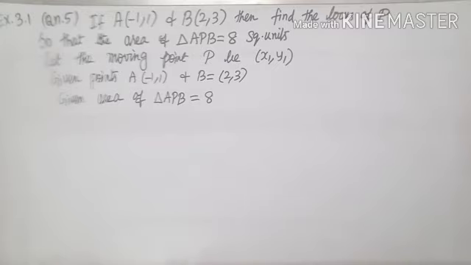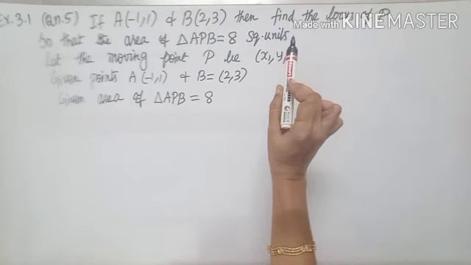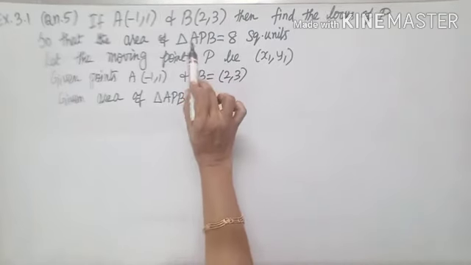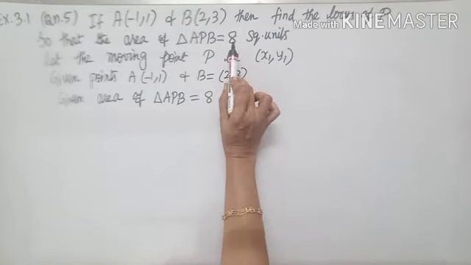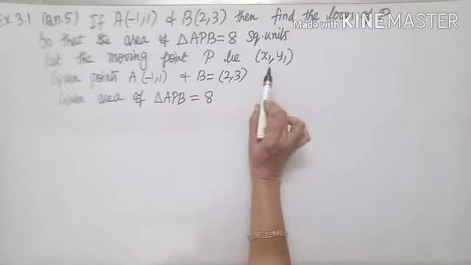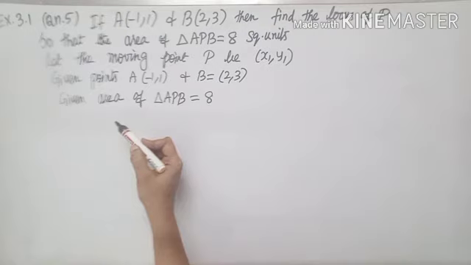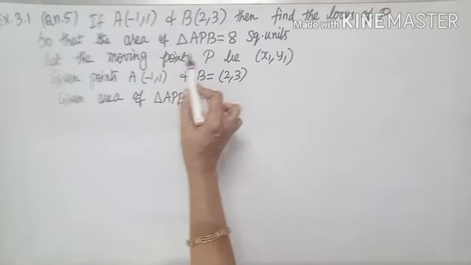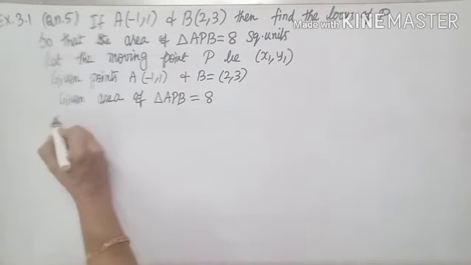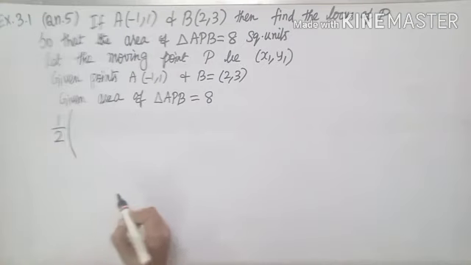Question number 5. If A (minus 1, 1), B (2, 3), find the locus of P so that the triangle formed by APB has the area 8 square units. Let the moving point P be (x1, y1). Given points A and B we have written. Given area of triangle APB is 8 square units. How to find the area? Remember the procedure we used to do in standard 10.